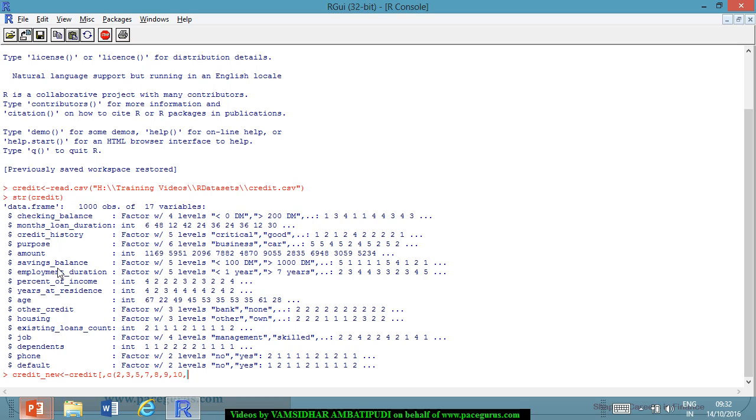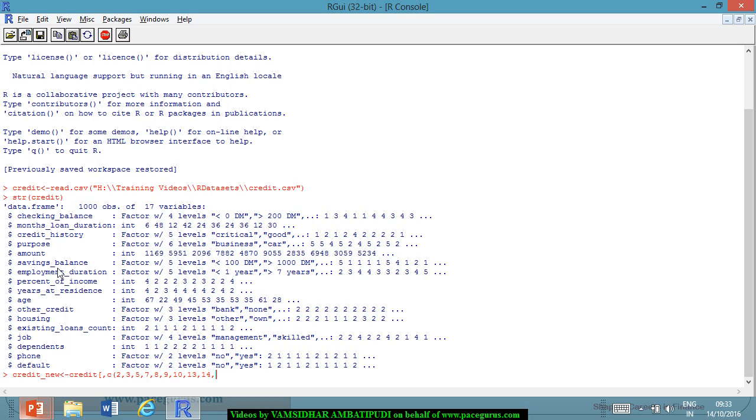Other credits, let me leave. Just for the sake of reducing the categorical variables, I am doing this. Housing, own versus rental, let me not consider it. Existing loans, let me take this because it's a numerical variable. Job, let me take the job part.